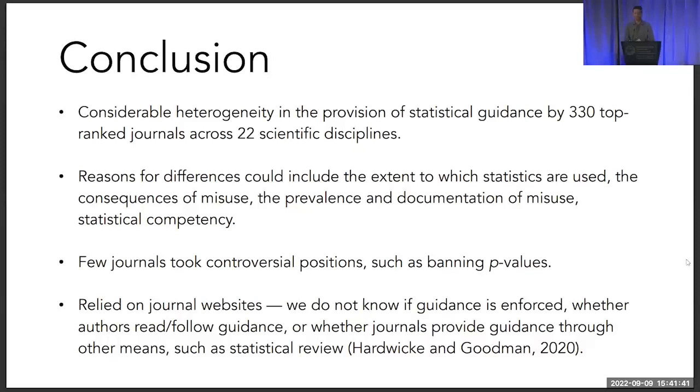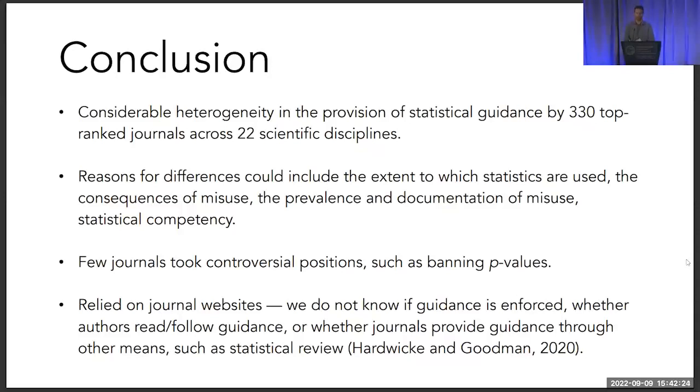In summary, we observed considerable heterogeneity in the provision of statistical guidance by 330 top-ranked journals across 22 scientific disciplines. And our study didn't explore the reasons for those differences, but potential reasons could include the extent to which statistics are being used in particular domains, the consequences of misusing statistics in those domains, and the prevalence and documentation and therefore awareness of statistical misuse in those domains, as well as the statistical competency of the typical researchers working in those domains. We observed that few journals were taking especially controversial positions, such as banning p-values.